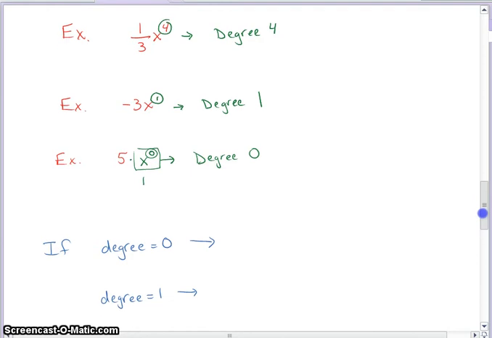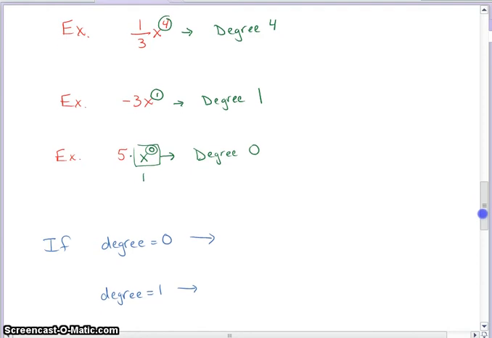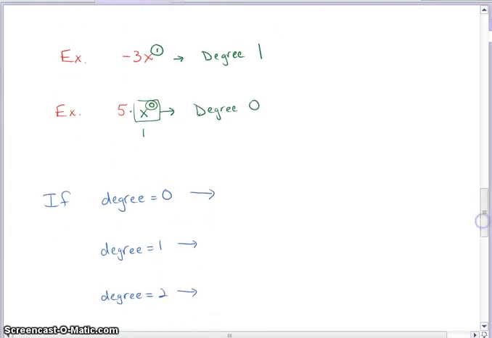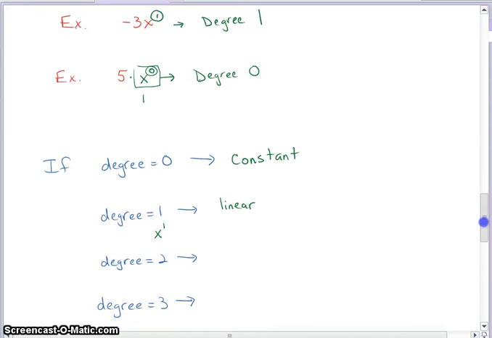Okay? And then we have special words for these as well. If it's a degree 0, that's called a constant term. And it's a constant because there is no variable. Nothing's changing. It's a constant number. It's always 5. If I have degree 1, so that's like x to the first, that's called a linear. It makes a line. If I graph it, it makes a line.